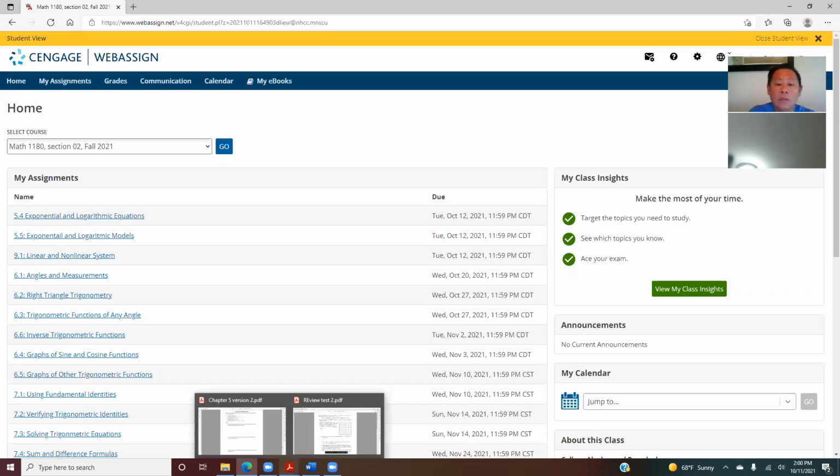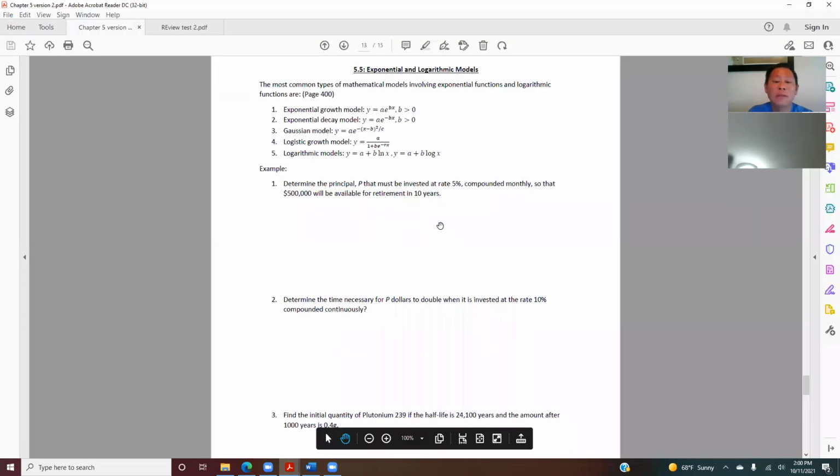Okay. So far, the formulas that you need to learn are two formulas. One is PERT, P-E-R-T, and the other one is the compound interest formula, A equals P(1 + r/n) to the power of nt. Those are the two formulas you already learned. So in this section 5.5, we add a couple more formulas.